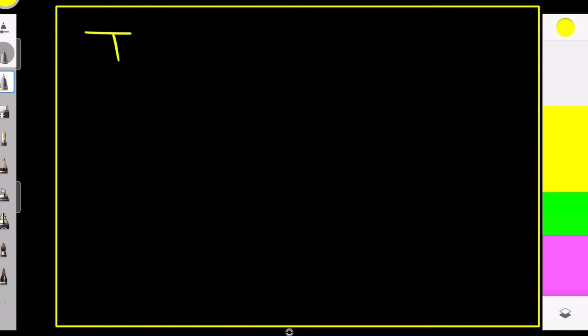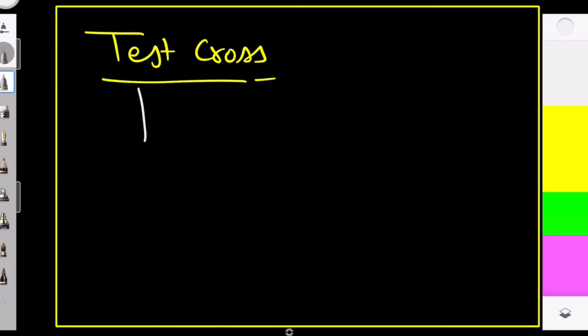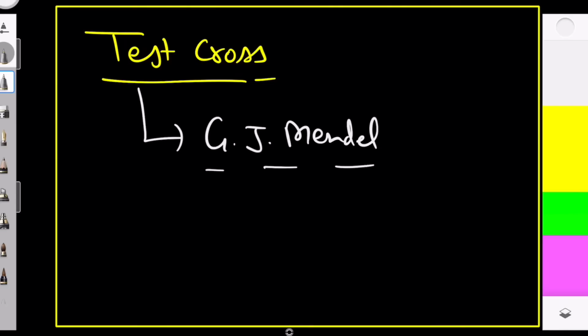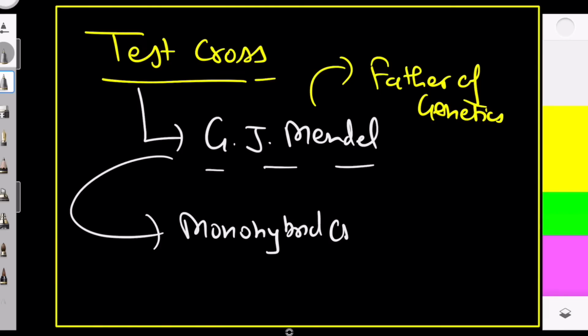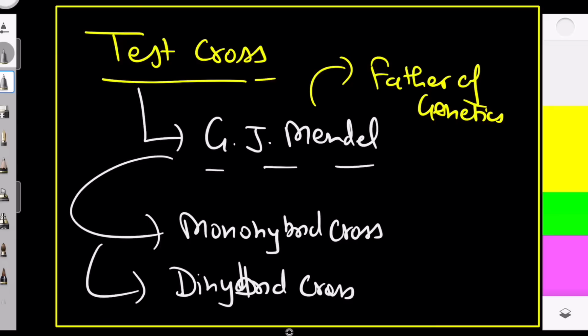Now here I just want to tell you, test cross was developed by G.J. Mendel. Hopefully you know G.J. Mendel. He is well known as the father of genetics. If you remember, Mendel carried out monohybrid cross. We have already discussed monohybrid cross and dihybrid cross, using the pea plant.